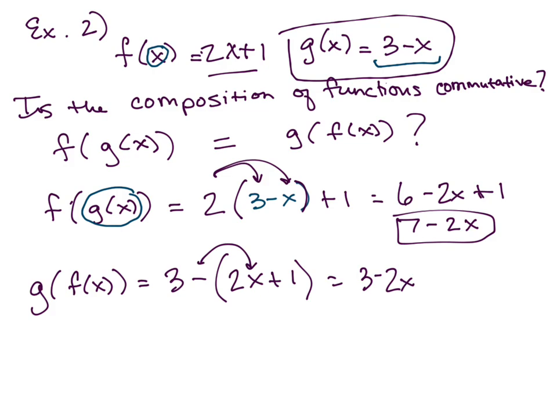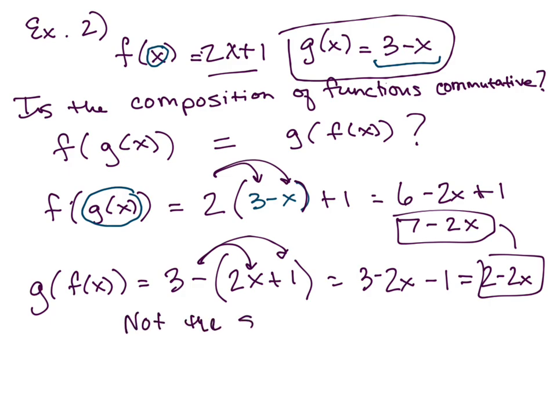3 minus 2x, or times negative 1, minus 1, however you want to look at that. Negative 2x. You had 2 minus 2x? I like that better. 2 minus 2x. Are those the same? 7 minus 2x and 2 minus 2x? No, so it's not commutative. They are not the same. That's the answer for part 2, example 2. They're not the same.